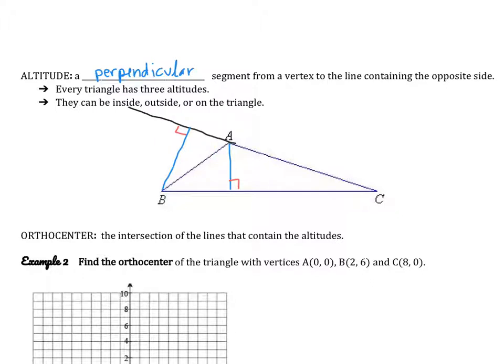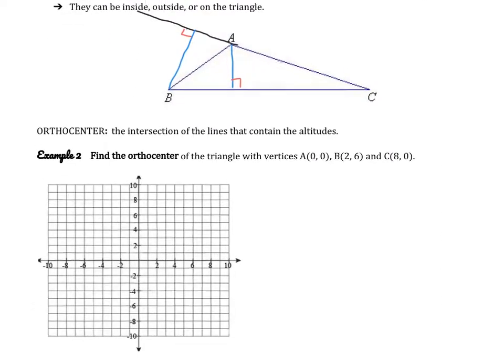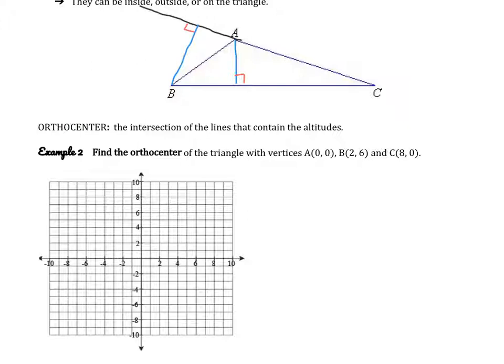And again, it also can be on the triangle as well. Like the altitude could be a leg of the triangle. So the orthocenter is the intersection of the lines that contain the altitudes. So remember, we've been talking about where different types of segments intersect, their point of concurrency. Orthocenter is where the altitudes intersect.